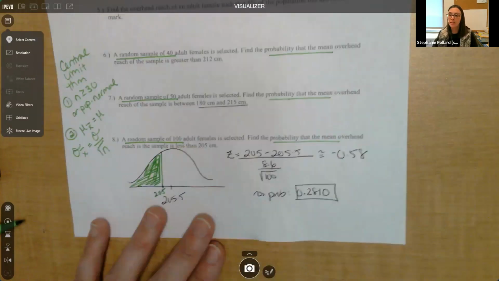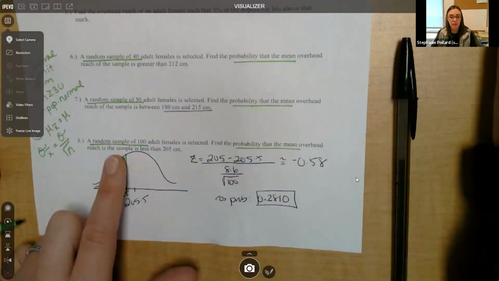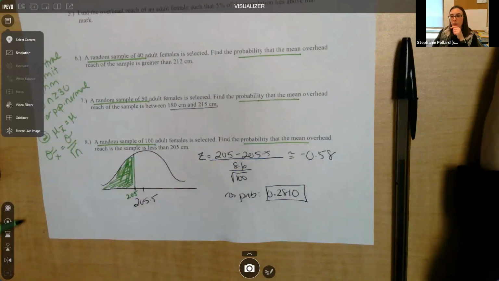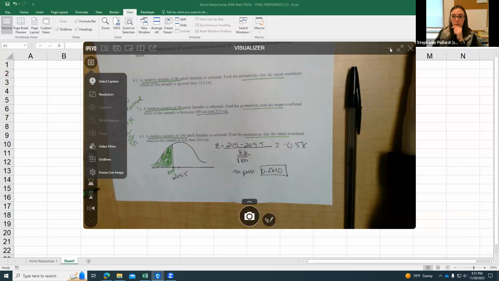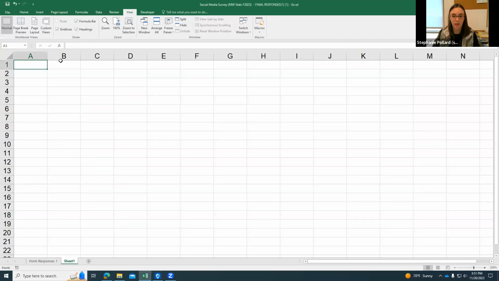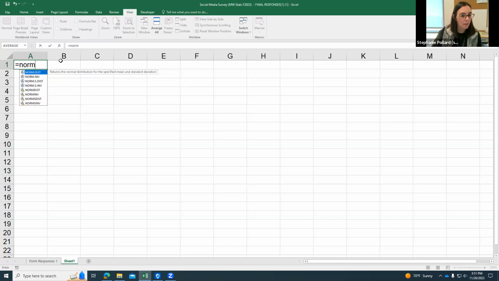Now, of course, you could also use Excel here. So if I wanted to use Excel for this last one, let me show you what that would look like. Just going to minimize this. So for Excel here, and this can vary from question to question, we're going to go ahead and start by using norm dot distribution. Now, this one also gives area to the left. So keep that in mind. It's very similar to the table. And you can use it with z-scores, but you can also use it with the original values.